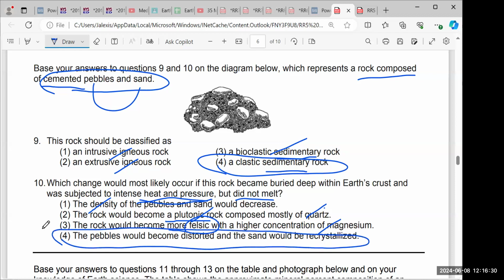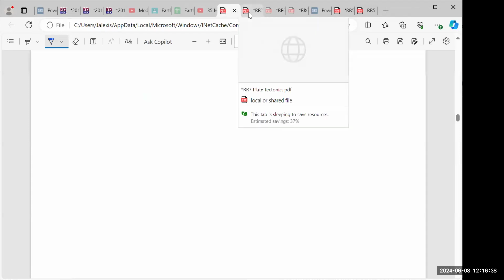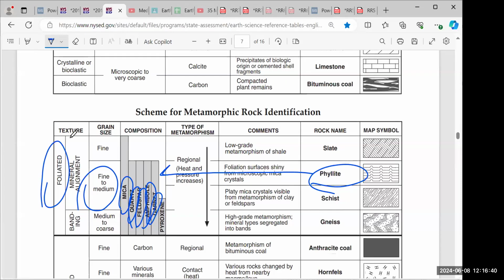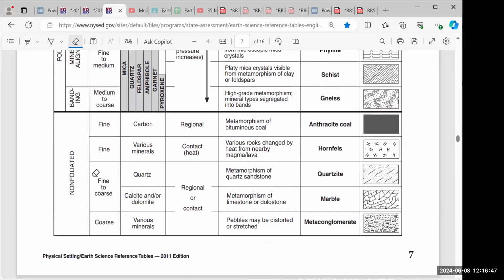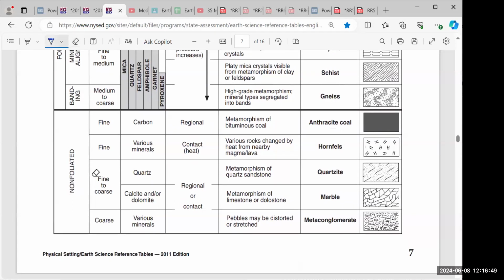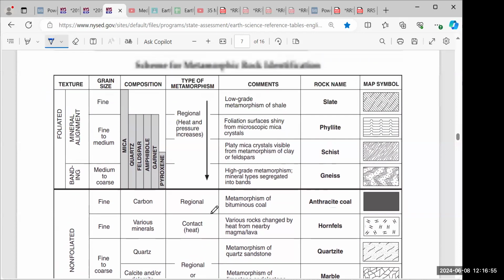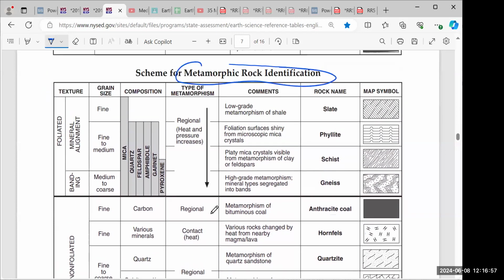And as a matter of fact, where it says the pebbles would be distorted, it actually shows on page 7 what type of rock this is. If you take a look, it tells you right here, pebbles may be distorted or stretched, which is a metaconglomerate rock, which would once again be a metamorphic rock.